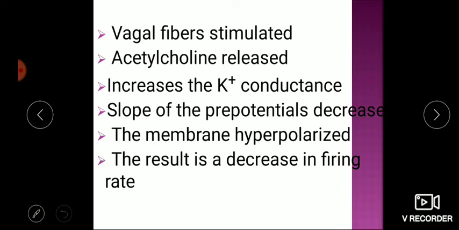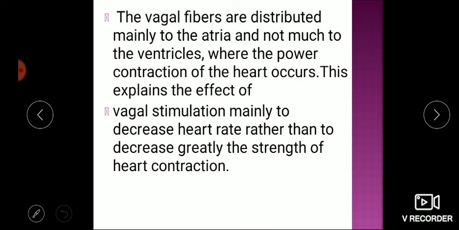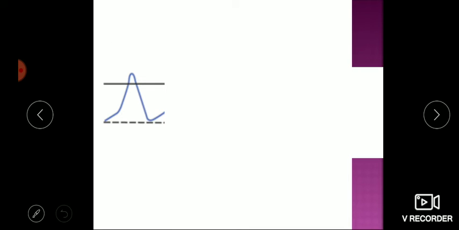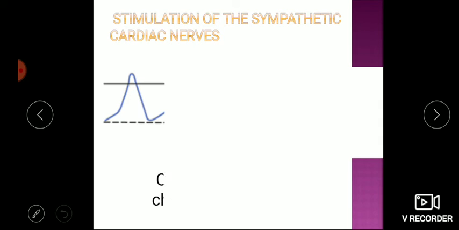So there will again be a delay in opening of transient calcium and long-lasting calcium channels. Only when the L-type calcium channels are open is there a rapid potential. So there is a decreased rate of generation of impulses at the SA node. Vagal fibers are distributed mainly to the atria, not much to the ventricle, where the power of contraction of the heart occurs. This explains why vagal stimulation mainly decreases heart rate rather than decreasing the strength of contraction.